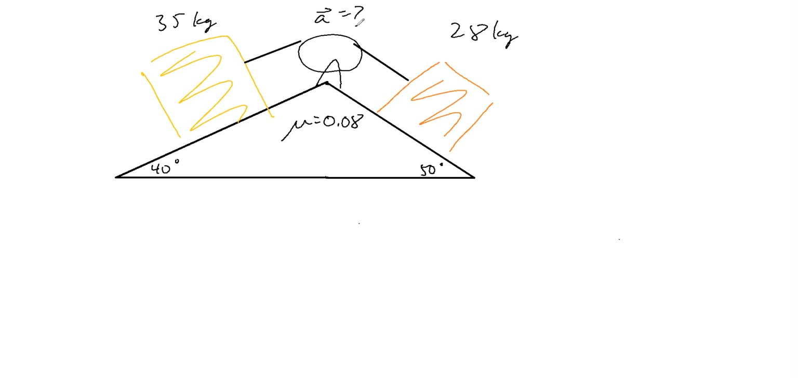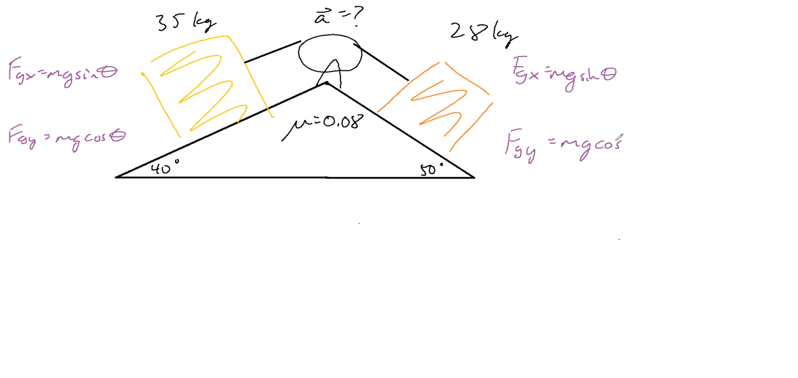Okay, well, let's just start basic. We'll need our FGXs, we'll need our FGYs, so let's just find those. We're going to find the FGX, which of course is mg sine theta here. We're going to need our FGY, which is mg cos theta here. We'll need our FGX here as well, so mg sine theta. And I like to try and put my forces beside the boxes they belong to. Helps me keep things visually organized.